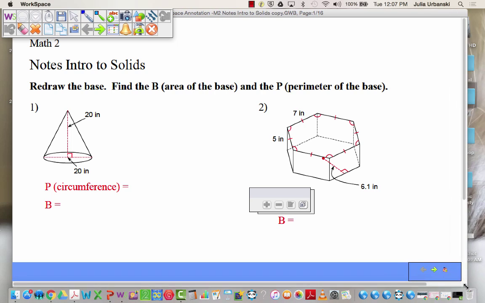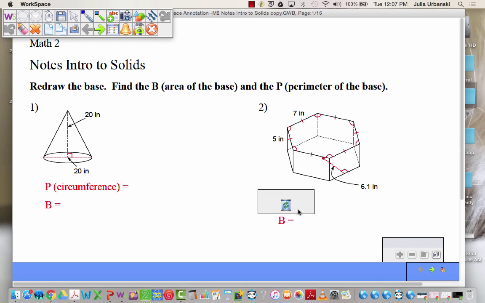Alright, what's the first step for your notes here? Redraw the base. Good. It's all about the base.